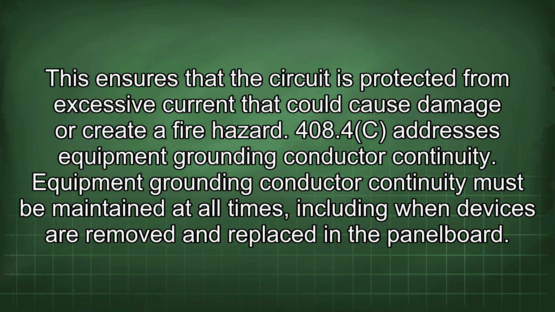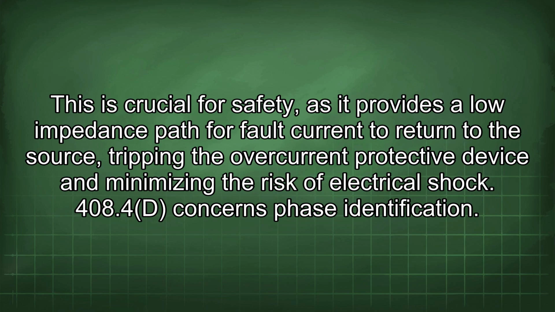408.4c addresses equipment grounding conductor continuity. Equipment grounding conductor continuity must be maintained at all times, including when devices are removed and replaced in the panelboard. This is crucial for safety, as it provides a low impedance path for fault current to return to the source, tripping the overcurrent protective device and minimizing the risk of electrical shock.